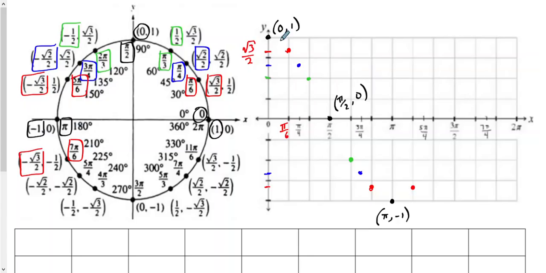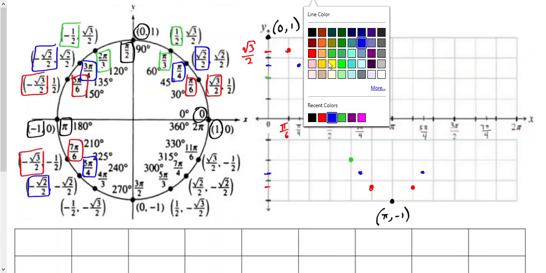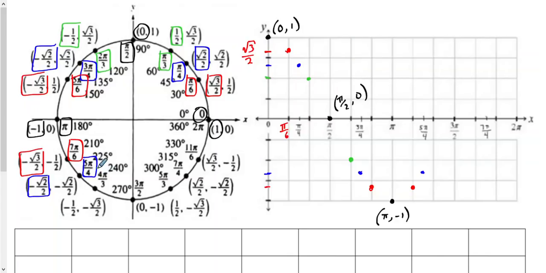Next we have 5 pi over 4 and negative root 2 over 2. So I'll use the point that I put earlier to help me place that one. Then the same thing with 4 pi over 3 and negative 1/2. I'll use this point that I put here to help me place that one.